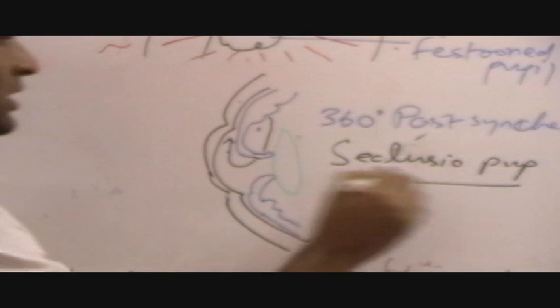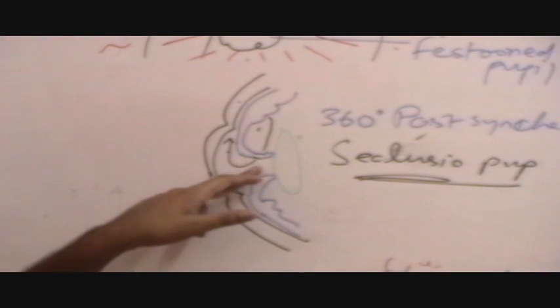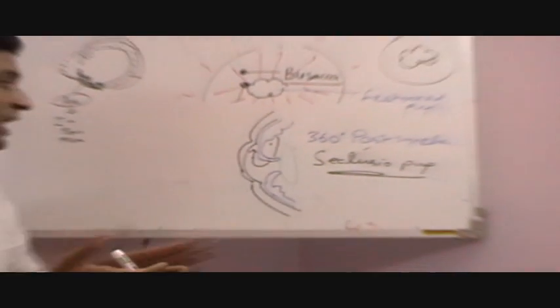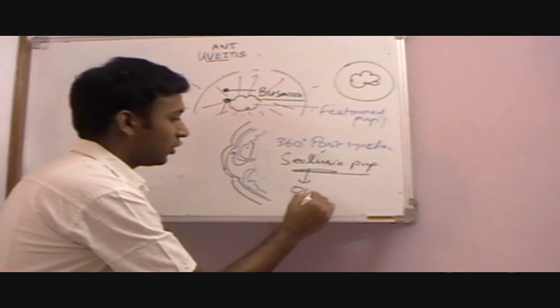Seclusio pupillae. There is going to be a block. Okay? The seclusio becomes occlusio pupillae. The complete pupil may get occluded because of fibrinous membranous exudates. Okay? Seclusio may become occlusio also.